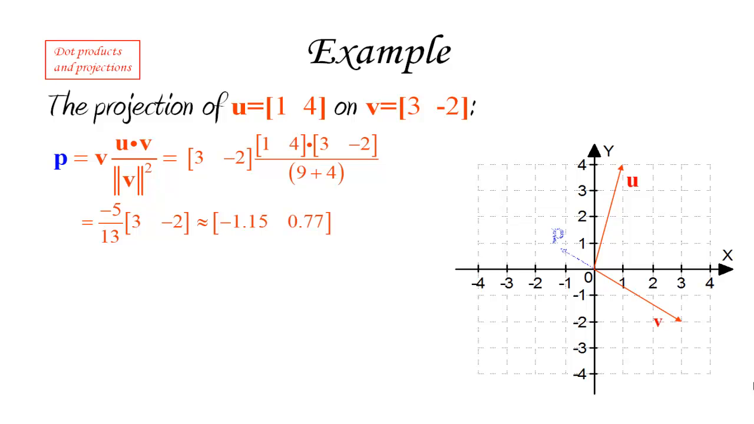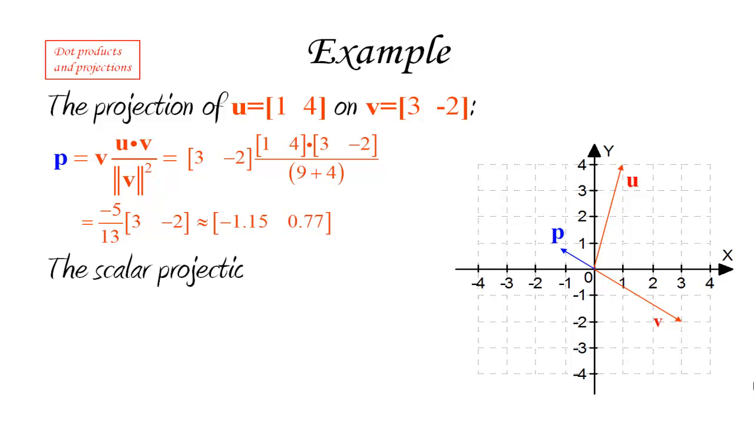If we try to draw that one, that's what it looks like. And now you might say, hey, why does it go in the opposite direction of v? Well, that's because u does. Notice that the angle between u and v is more than 90 degrees, which means that the cosine is going to be negative, which means that the projection is going to be in the opposite direction of v.